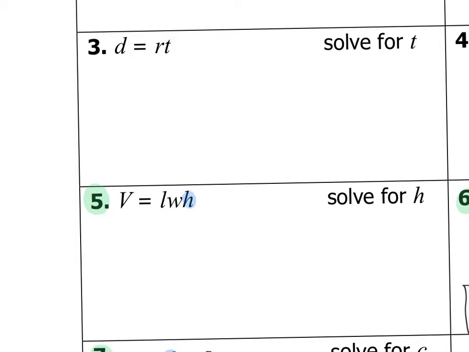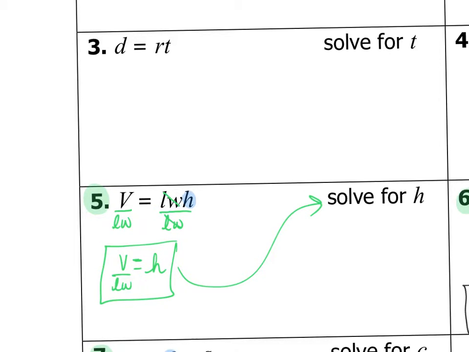In number 5, V is equal to L times W times H, and we need to solve for H. So I've highlighted H. And since H is being multiplied by L times W, I'm going to divide by L times W. And that gets me V over LW is equal to H. And we have now solved for H.